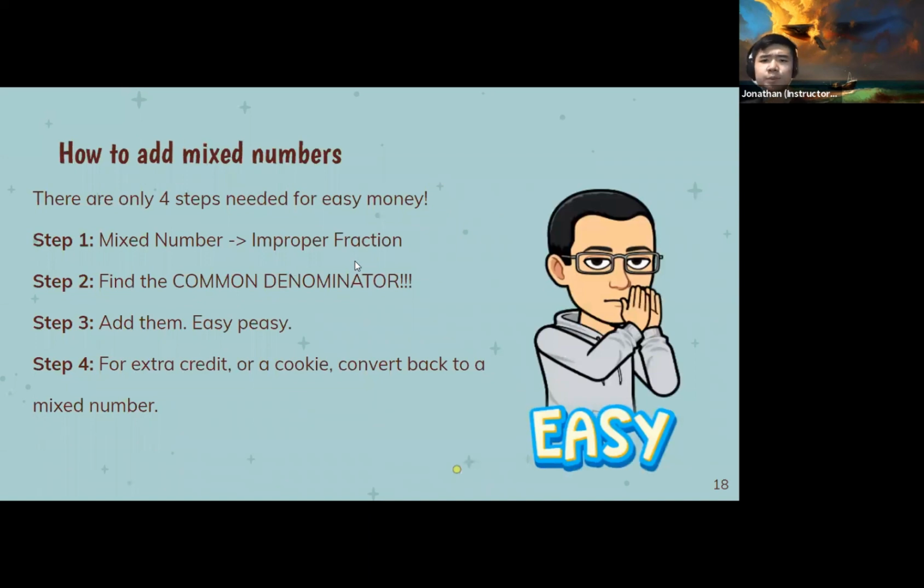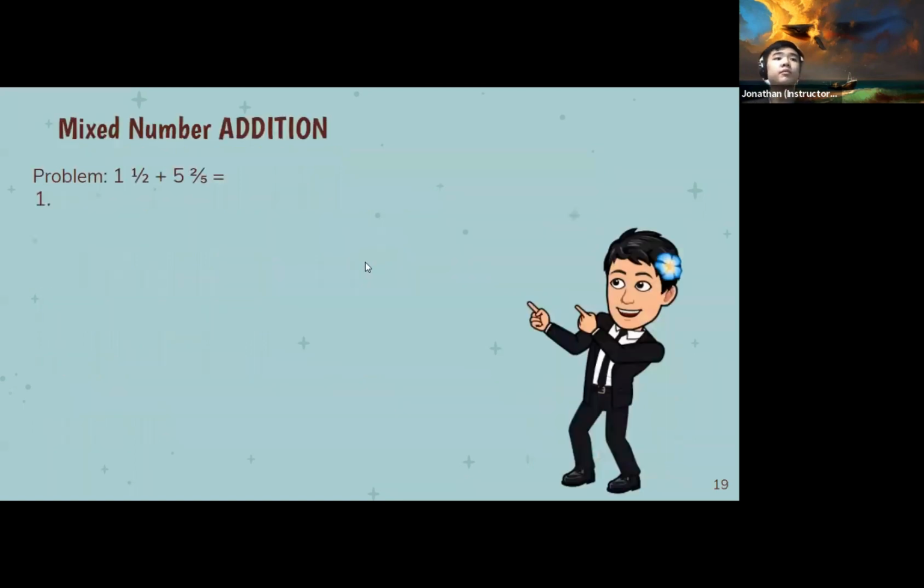So the steps for doing this: convert the mixed number to an improper fraction, find the common denominator, add them, and if you're wanting extra credit or a cookie, I know some of you have already gotten cookies, but if you have not got a cookie yet, you can convert it back to a mixed number and you can get a cookie. For instance, 1 and 1/2 plus 5 and 2/5.